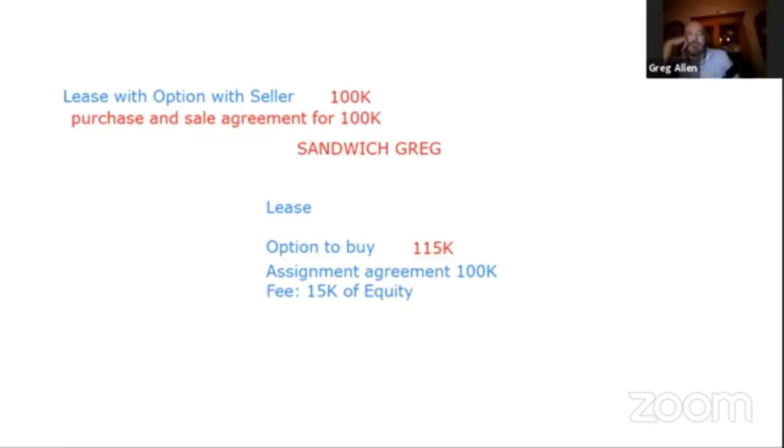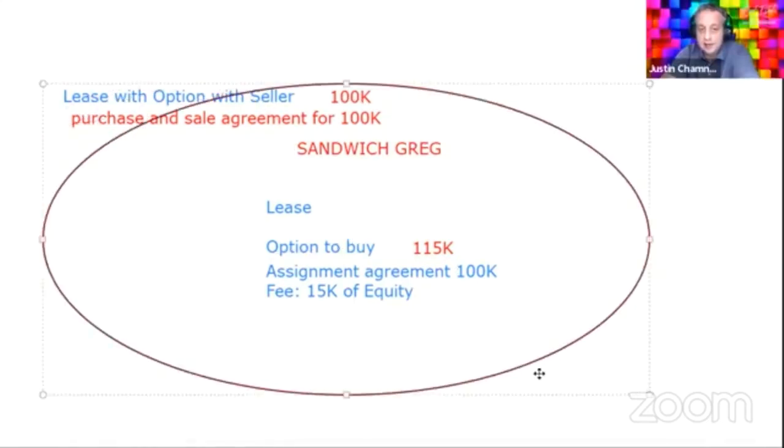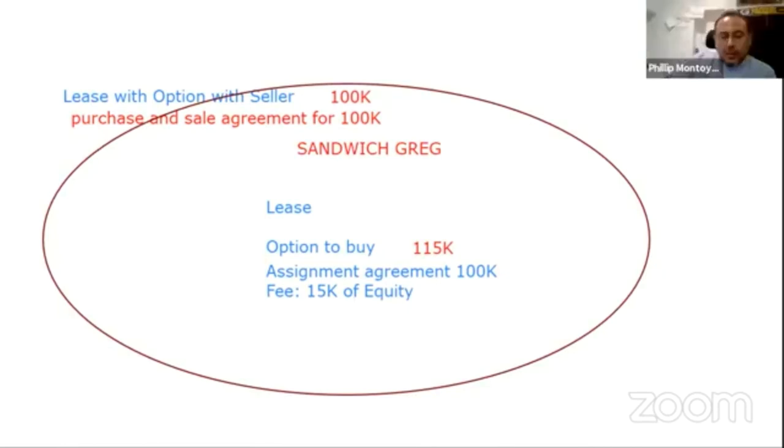So you avoid having to do a double closing because you've got this assignment agreement here. And assignments don't cost anything to close. You don't have to have a transactional funder or anything. I was late coming in, but as far as the 115K, was that already discussed with the lease? So basically you said 3 years, and if you want to buy, it'll be 115 at the end of 3 years. Yeah, that's it.